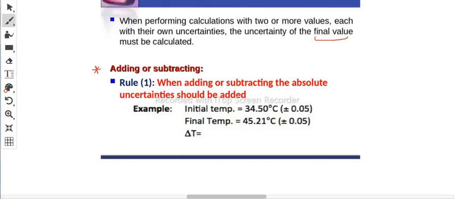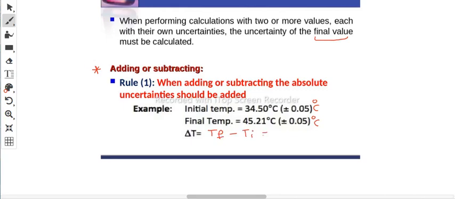So as a T initial, I have 34.5 plus minus 0.05 degrees, and you have 45.21 plus minus 0.05 degrees. You want to calculate the change in temperature. The change in temperature will be T final minus T initial.